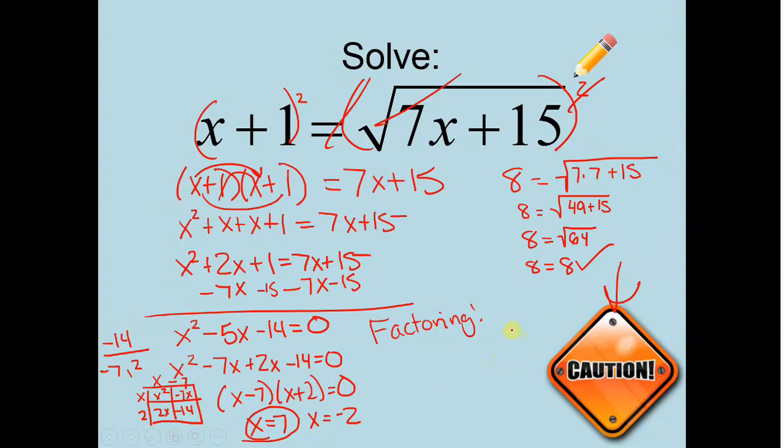Let's check that negative 2, shall we? Negative 2 plus 1, well, that's just negative 1. Square root of 7 times negative 2 plus 15. Negative 1 equals the square root of negative 14 plus 15. Negative 1 equals the square root of 1. That's 1. Negative 1 equals 1. Oh, no, that doesn't work. So that is an extraneous solution.